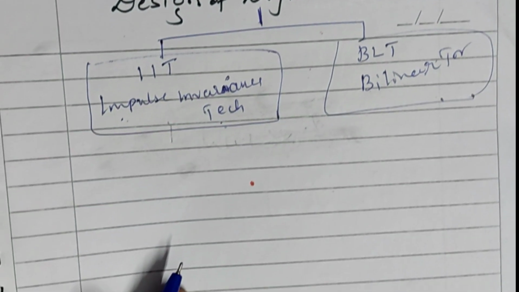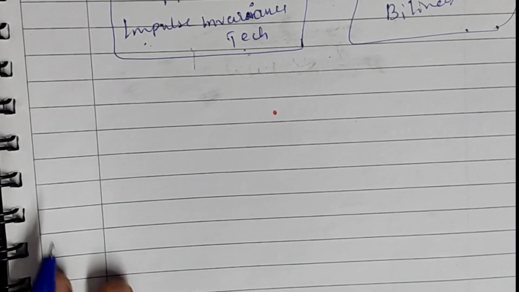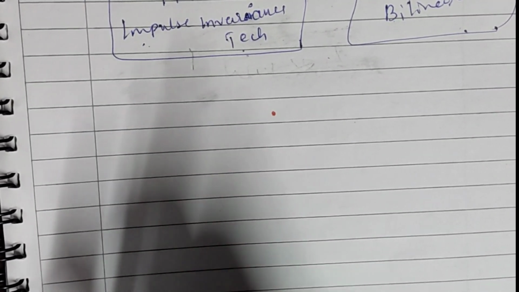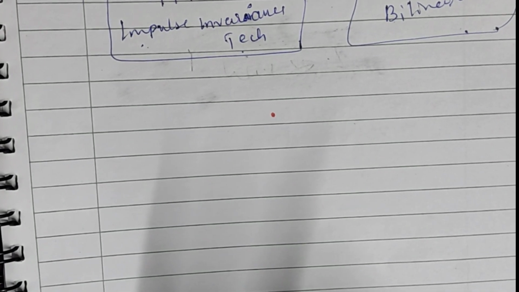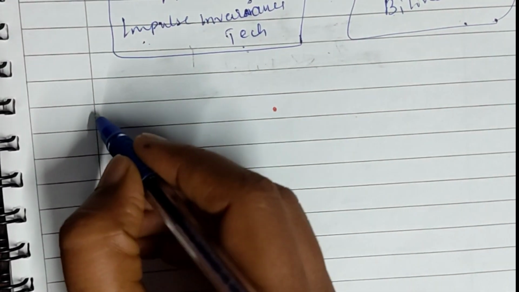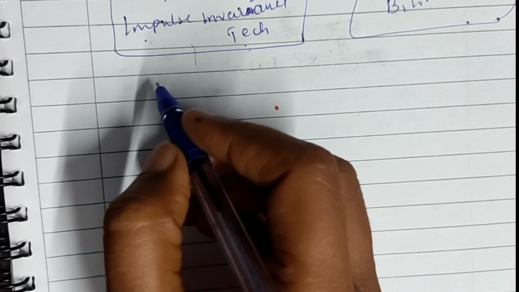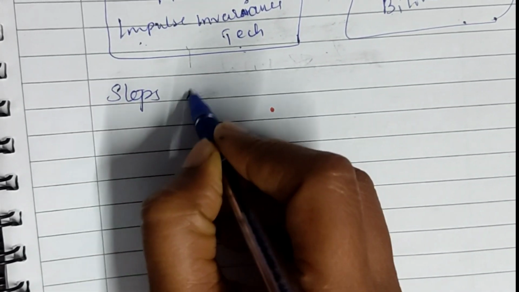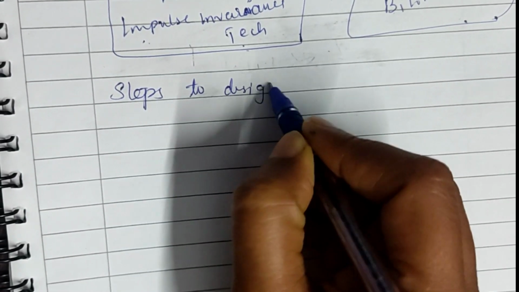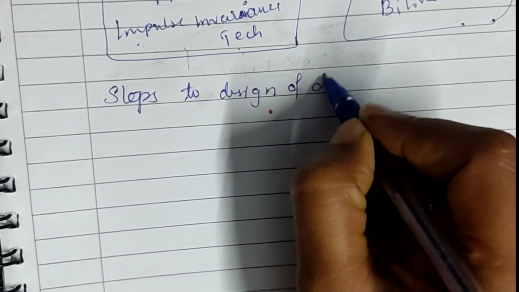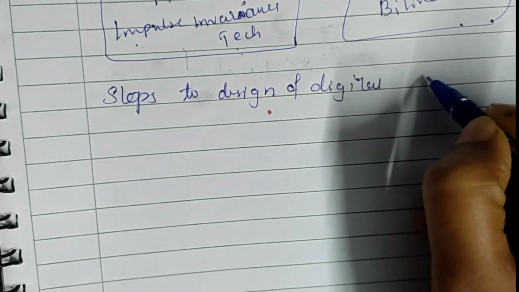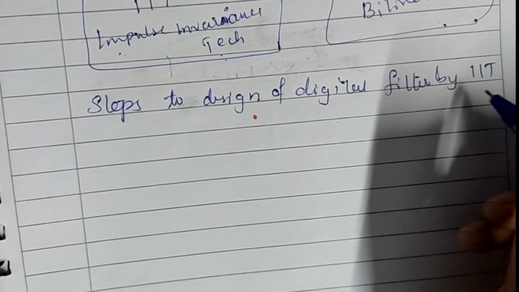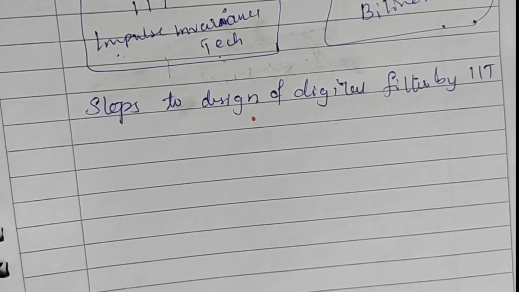So we will have a brief discussion on how to apply impulse invariance transformations for these systems. Now we will see the step by step design of this digital filter by IIT procedure. Steps to design a digital filter by IIT, that is impulse invariance technique or transformation.